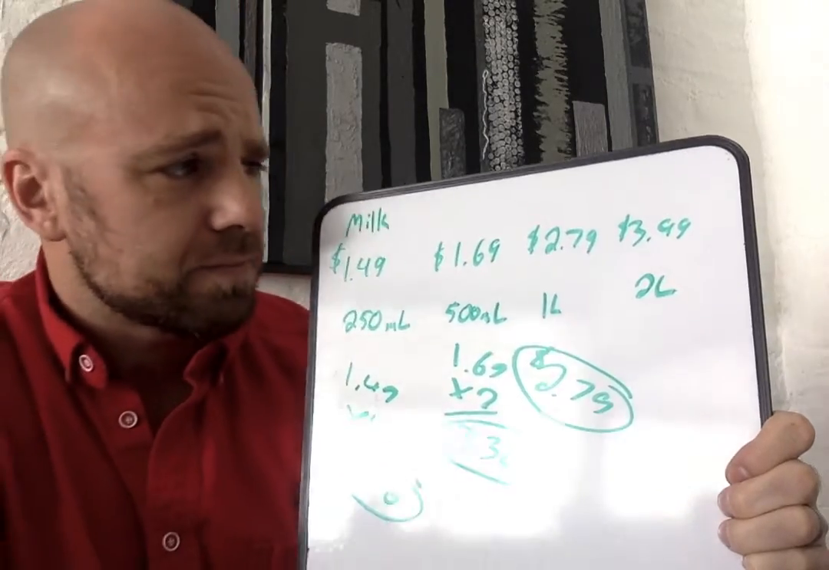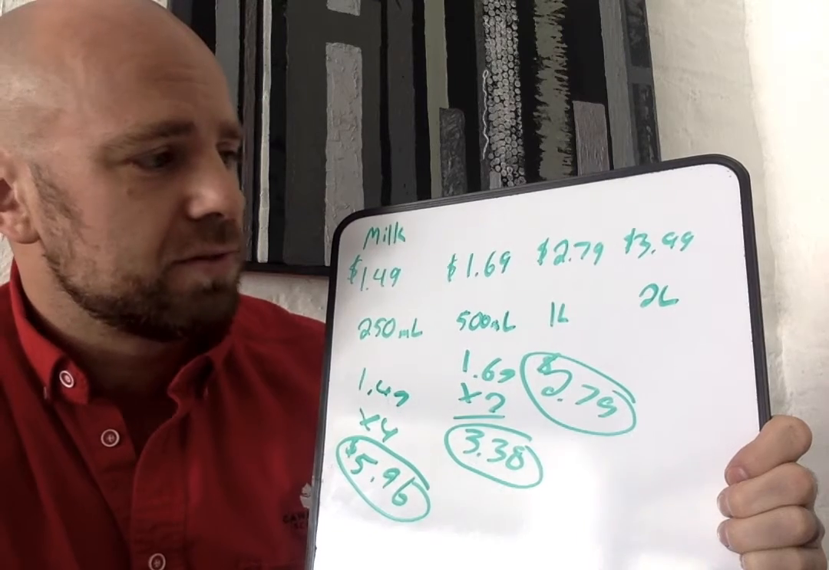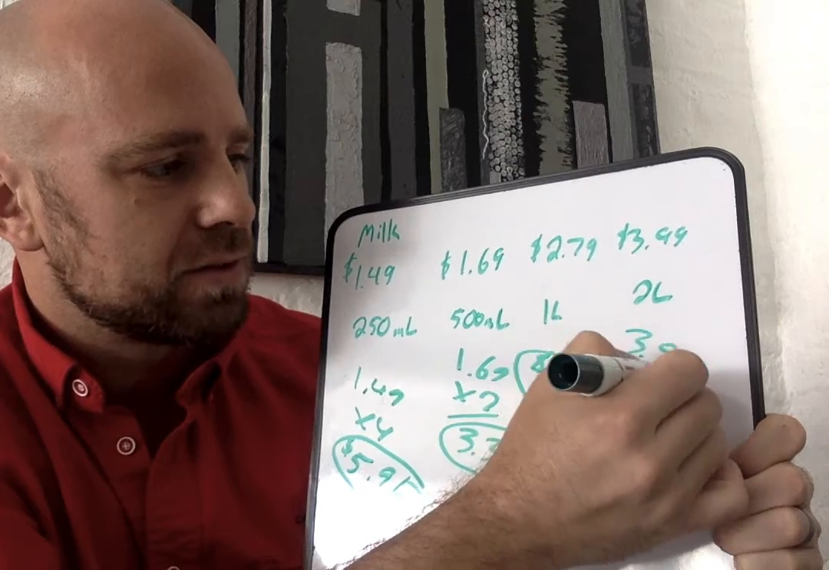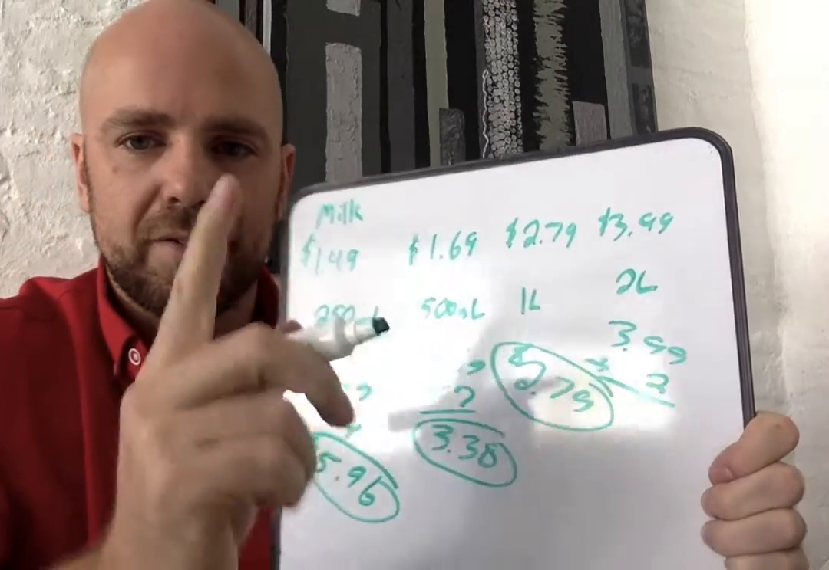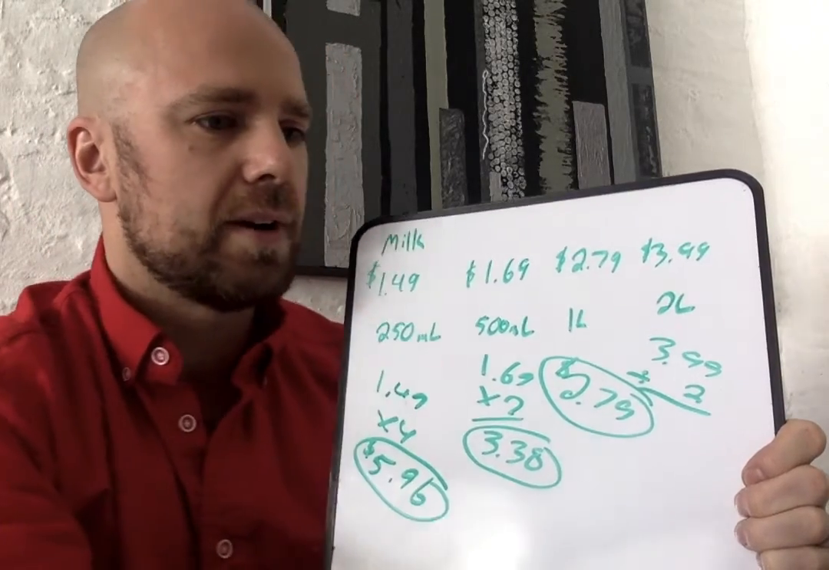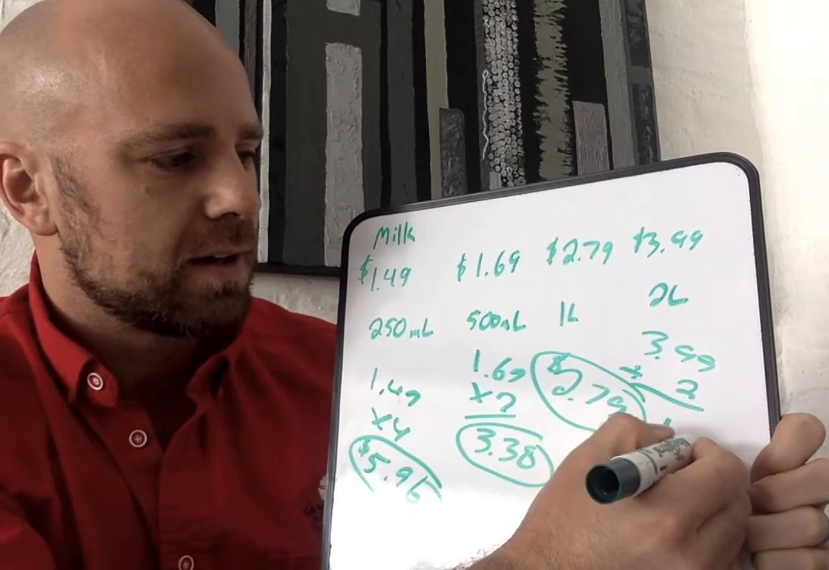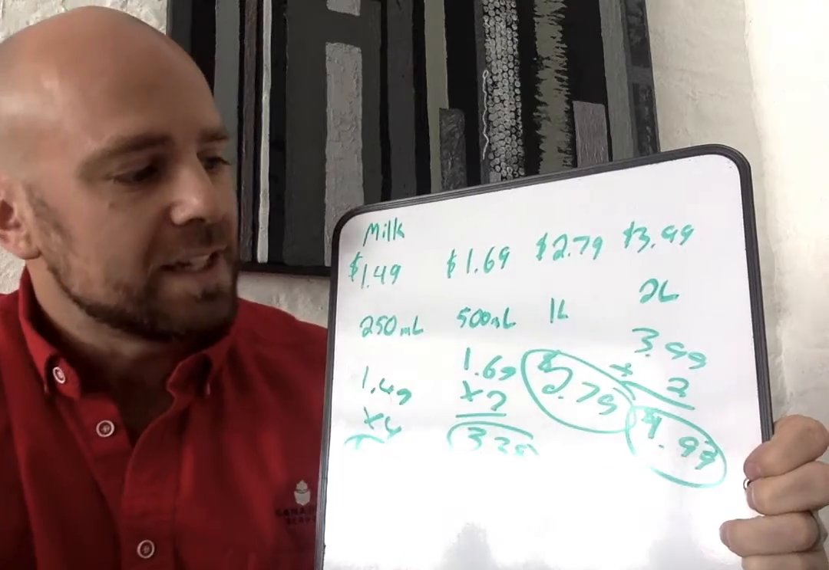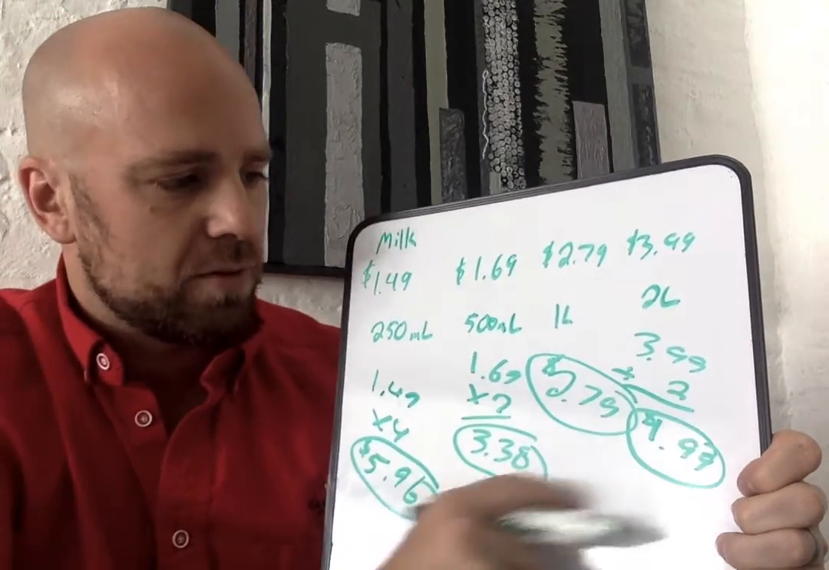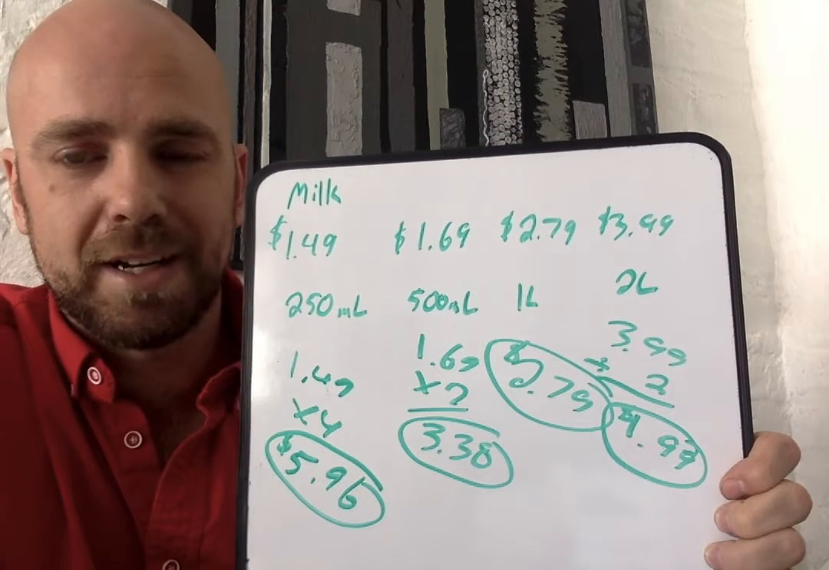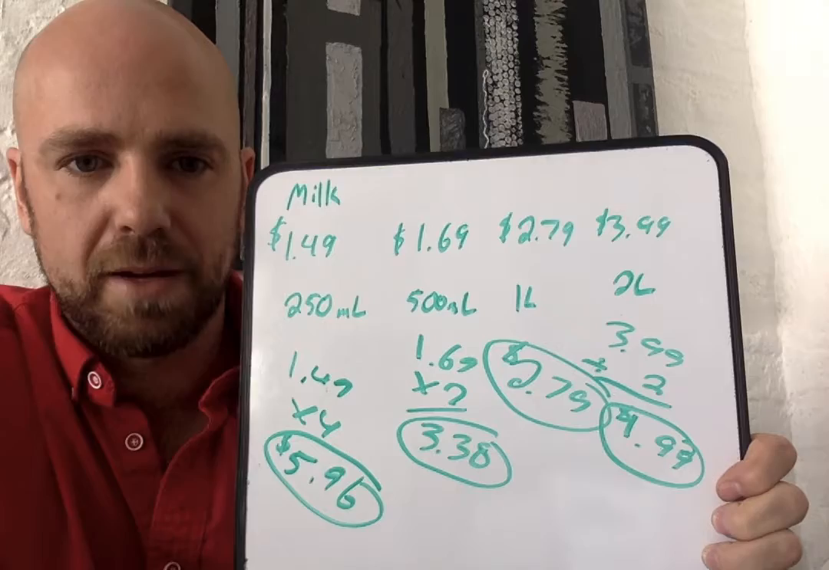This one, I have $3.99 for 2 liters. So I have to take my $3.99 and I need to divide it by 2 because I have 2 liters and I'm trying to figure out the cost for 1 liter. Okay, so $3.99 divided by 2 gives me $1.99 or $2. Okay, so this one per liter is actually my best deal. So we can actually see that as we purchase more milk in a carton, we actually save more money. Okay, so that's the first example.